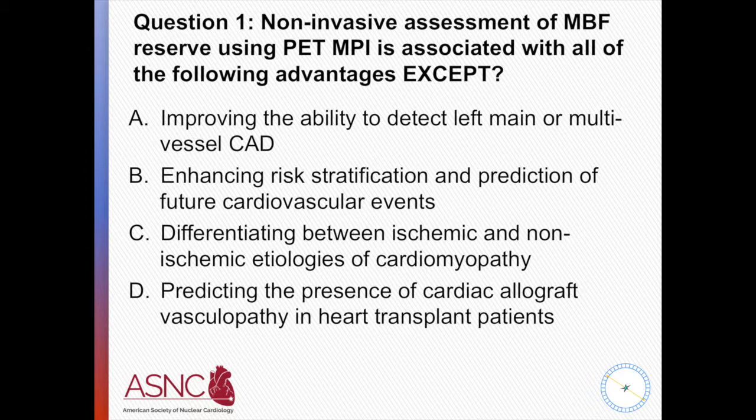What about B? Enhancing risk stratification and prediction of future cardiovascular events. The prognostic value of myocardial blood flow reserve is probably the most established among the other applications of myocardial blood flow. It has been shown in multiple patient populations, in patients with known or unknown coronary disease, and patients with normal or abnormal relative perfusion, and there's a wealth of data supporting its prognostic utility, and B is actually correct.